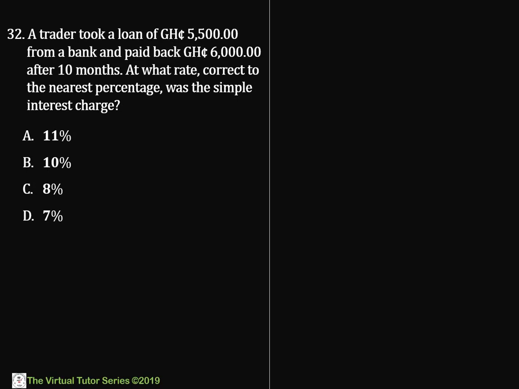Question 32. A trader took a loan of 5,500 Ghana cedis from a bank and paid back 6,000 Ghana cedis after 10 months. At what rate, correct to the nearest percentage, was the simple interest charge? Solution.